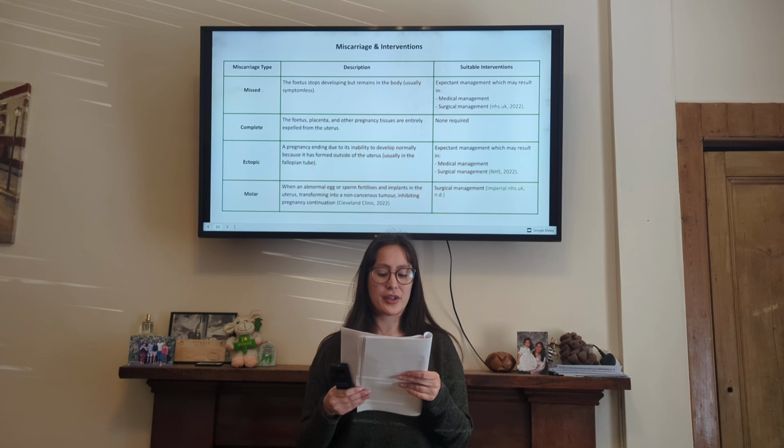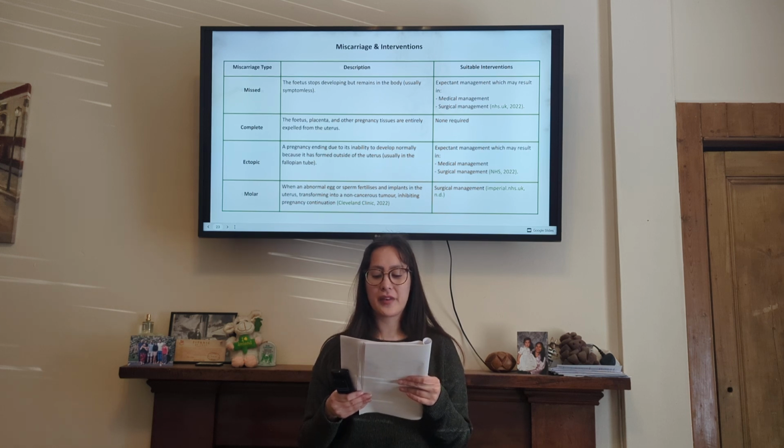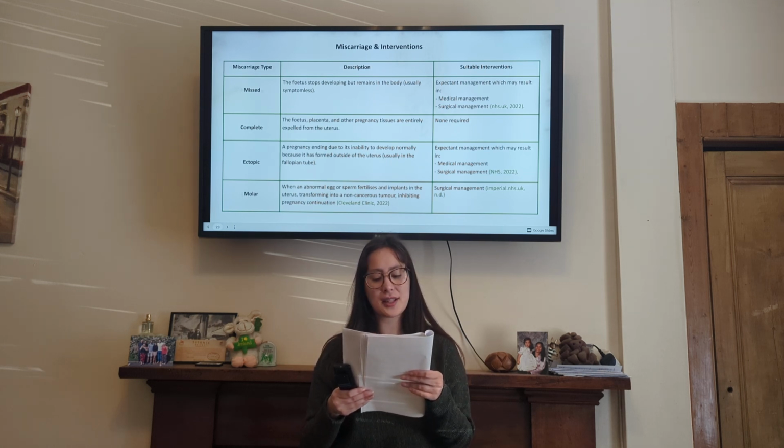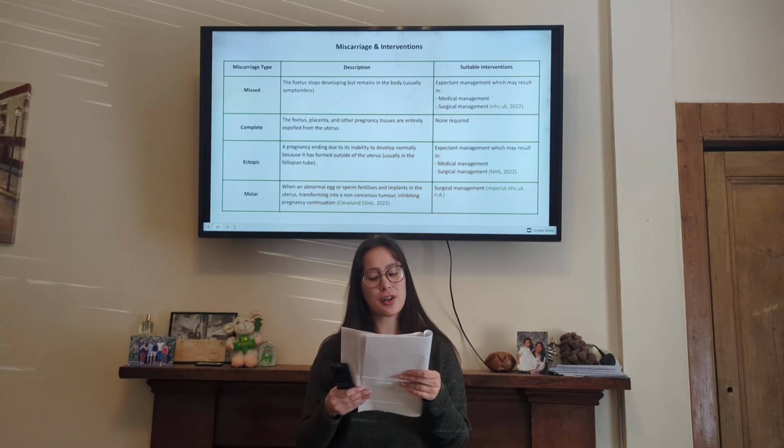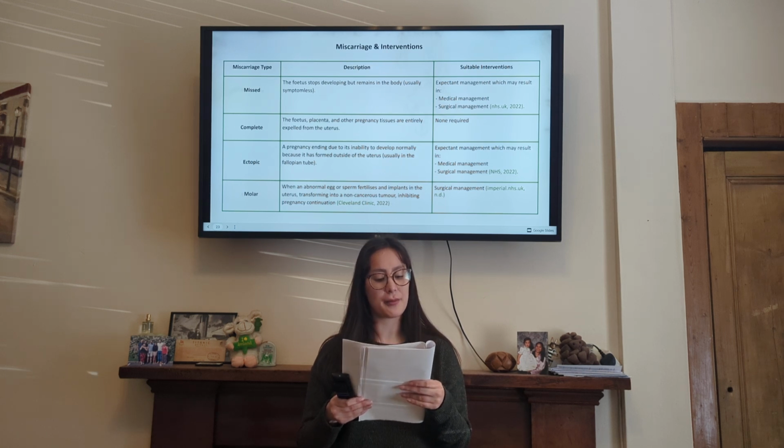A molar miscarriage occurs when an abnormal egg or sperm fertilizes and implants in the uterus, where it transforms into a non-cancerous tumour that resembles a cluster of water-filled sacs. This inhibits the continuation of pregnancy. Management can include surgical methods such as suction to remove the abnormal tissue, followed by checkups, ensuring no further complications develop.